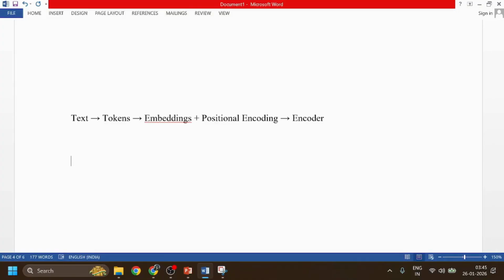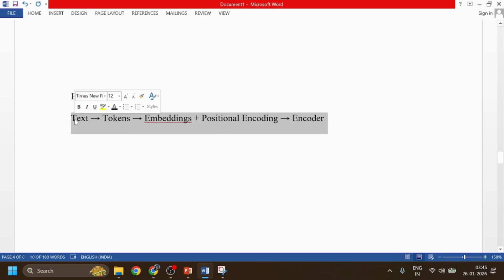I already showed you the architecture and pipeline of the transformer. So you can see here the encoder input flow. Okay, this is the encoder input flow: text, tokens, embedding, positional encoding, and encoder.